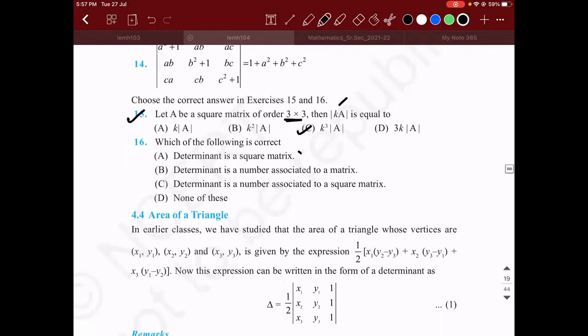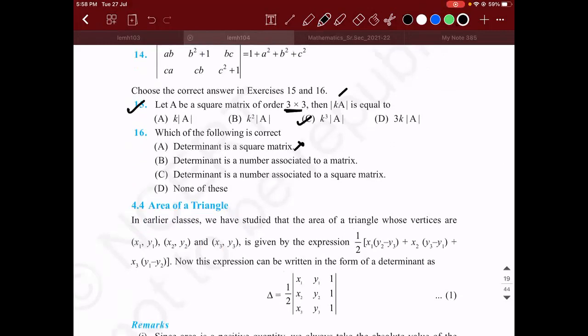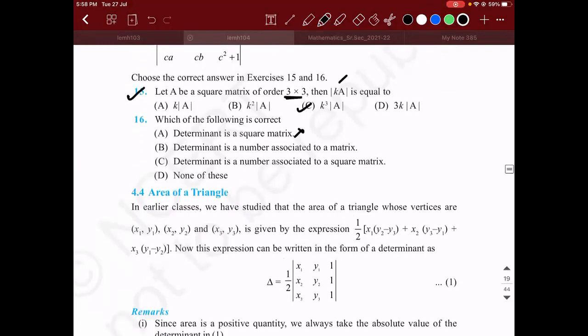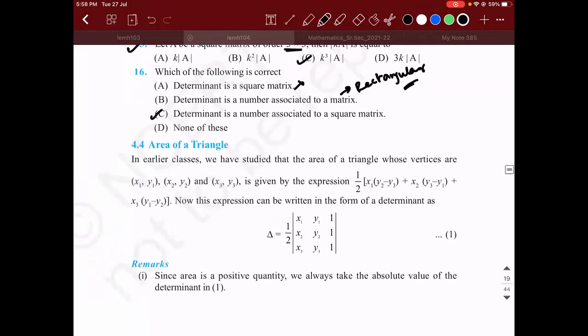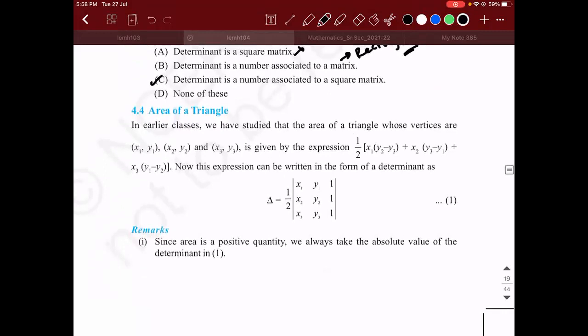Determinant is, this is a square matrix. Correct. Determinant is a number associated to a matrix. What are they trying to say? Determinant is a number associated to a square matrix. Okay, this determinant is a number which is associated to a square matrix, because when they say it is associated to a matrix, there is a possibility of you contradicting, saying that a rectangular matrix is also possible. Okay, next.